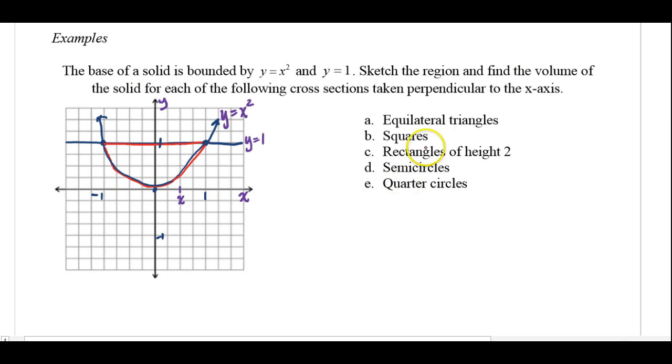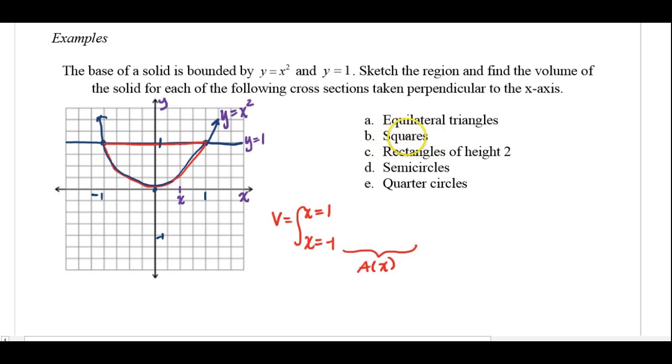Alright, so now moving on to setting up part B, where our cross sections are squares. So this should go a little faster now. We have the limits of integration, those stay the same. We have from -1 to 1. And again, what has to go right here is our area formula, A of x, where A of x is the area of the cross section.